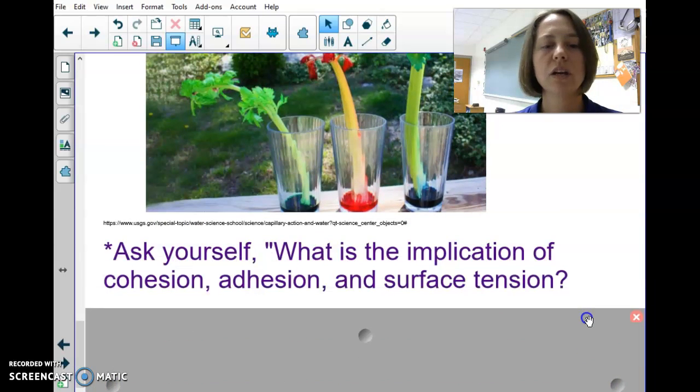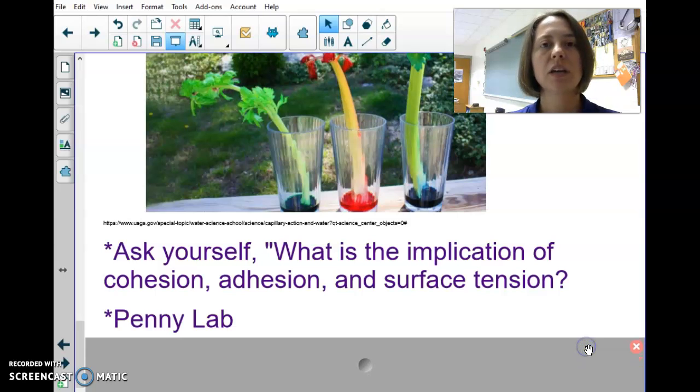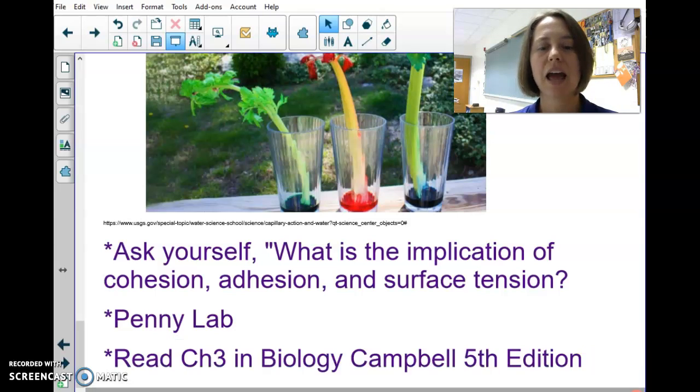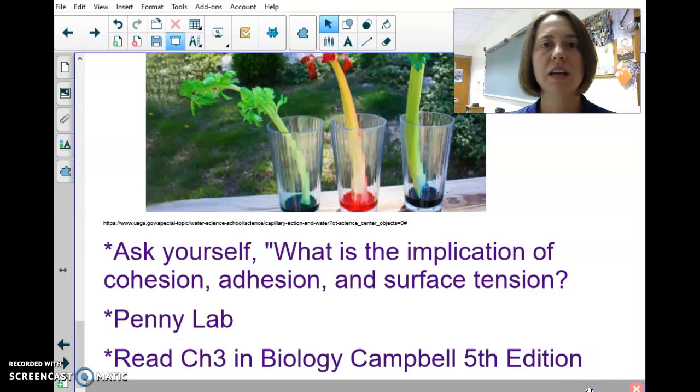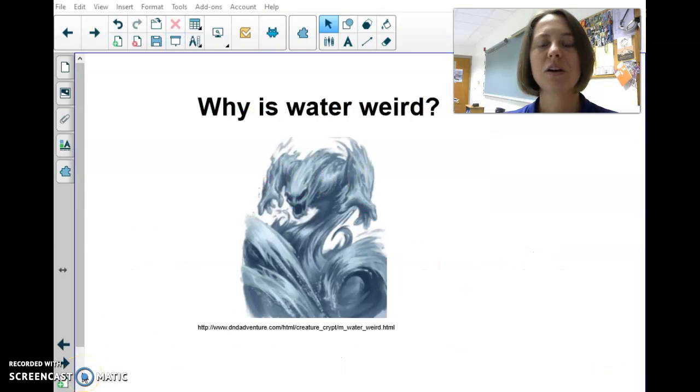So a question for you is, what is the implication of cohesion, adhesion, and surface tension of water? Some things we're going to be doing in class are the Penny Lab, and also we're going to be getting into the textbook Biology Campbell 5th edition, and we're going to be reading all about water in chapter 3. So the question you should be able to answer at the end of this section is, why is water weird?